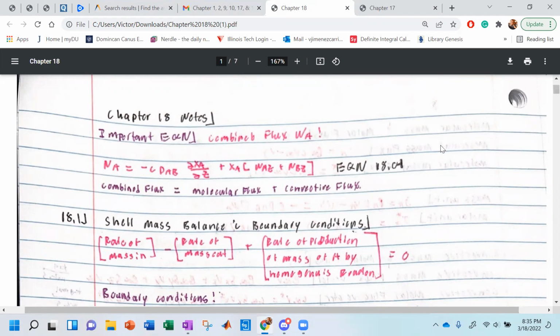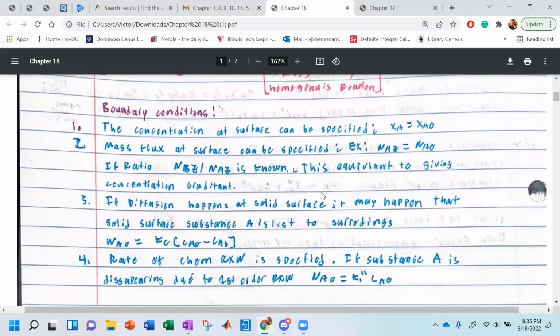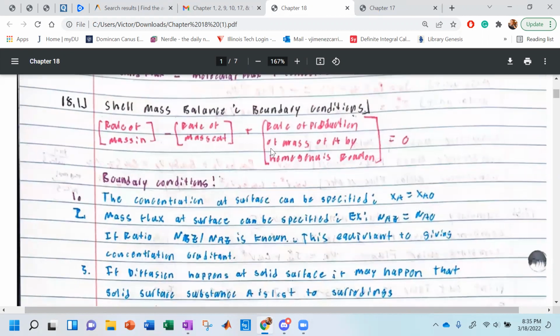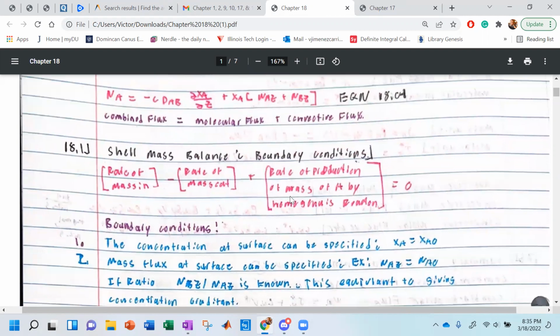Equation 18.0-1. Now, it's actually easier to write a shell balance for this because we've gone through the really hard stuff. The rate of mass in minus the rate of mass out plus the rate of production of mass of A by a homogeneous reaction. If it's not homogeneous, it doesn't count as a rate of production. Okay, so boundary conditions are simple. If the concentration at the surface is specified, it's obviously going to be that concentration. If the mass flux is specified at a surface, you can make a ratio correlating NBZ and NAZ. This is pretty important to get rid of the NBZ term, because then you can use the whole equation in terms of A and not worry about NBZ.